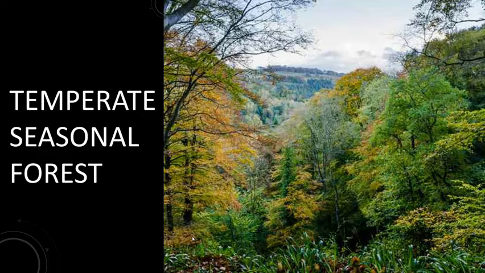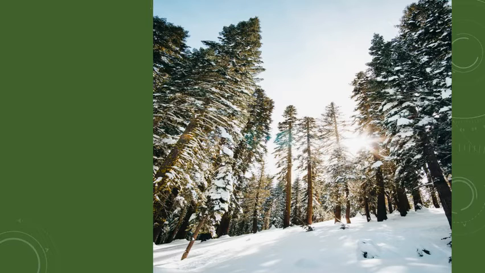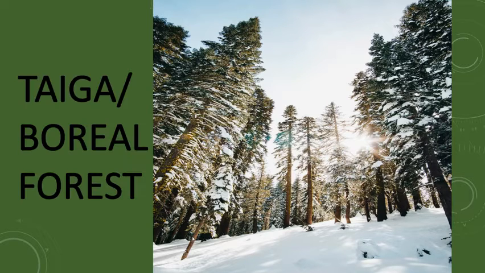This should look familiar. Temperate seasonal forest. And this is what we live in, the mid-Atlantic, right? We have seasons, and it's not too hot and it's not too cold. This one's a little colder. We'll often call this a taiga. Sometimes you'll also see it referred to as the boreal forest, but it has a little less rainfall. Seasonal temperatures tend to be lower on average than temperate areas.